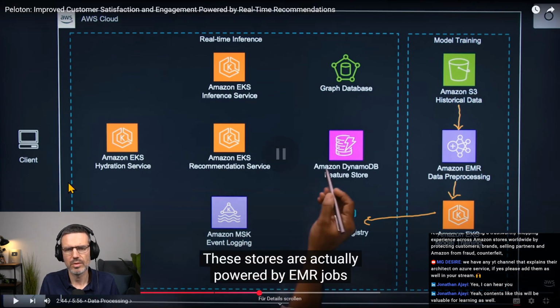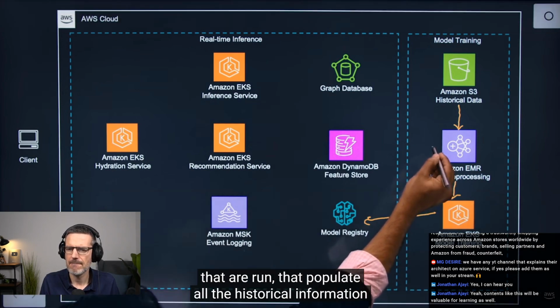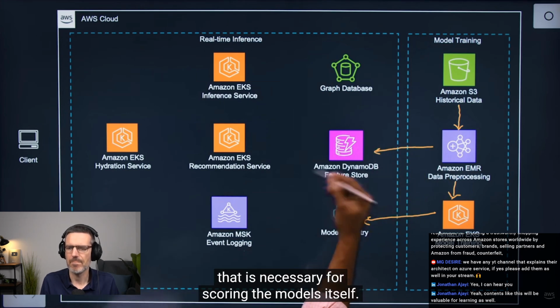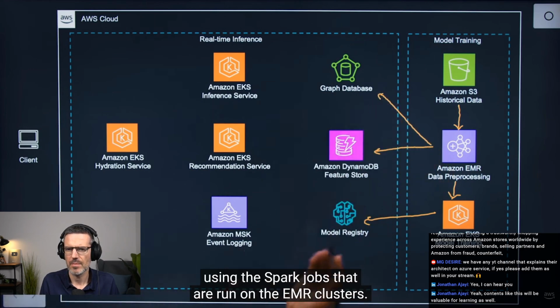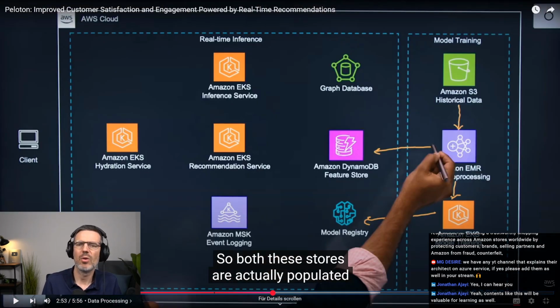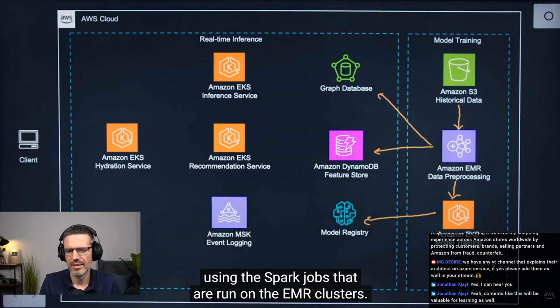Okay. So these stores are used for training models, and for scoring when these models run. They are actually powered by EMR jobs that populate all the historical information that is necessary for scoring the models itself. So both these stores are actually populated using the Spark jobs that are run on EMR clusters. Okay, so that is all based, let's say, on metadata for the training, right? This comes all into these databases. They're not used for the user data.